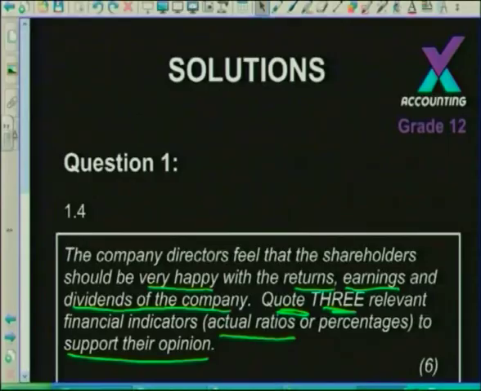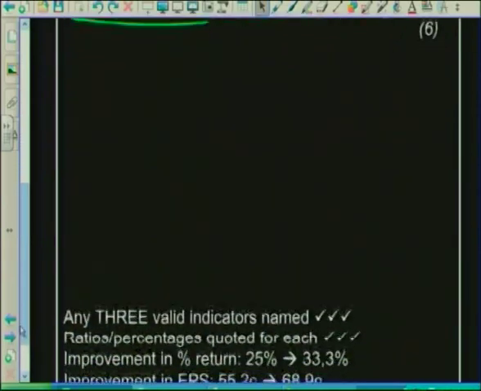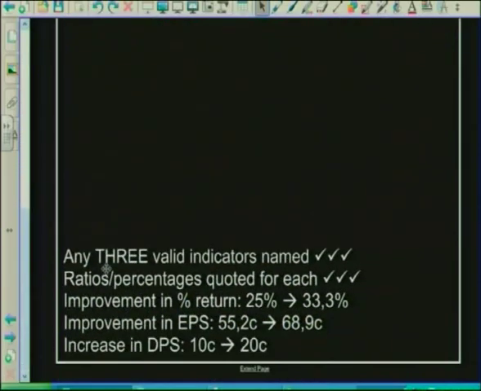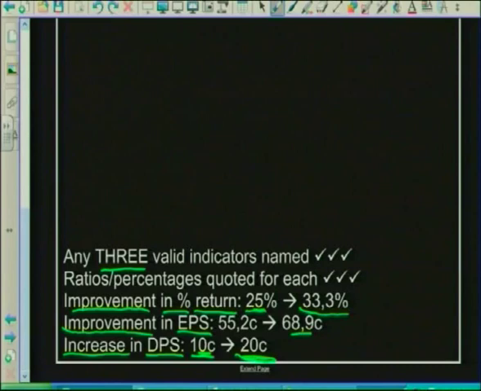So if we go back to the question, let's now look at the answer. You're going to quote any three relevant financial indicators. We've spoken about the financial indicators and the three relevant ratios that are used. There has been an improvement in percentage return, from 25% to 33.3%. Then again, an improvement in earnings per share, from 55.2 cents to 68.9 cents. And the last ratio quoted: there's been an increase in DPS, your dividends per share. From 10 cents, the shareholders for 2008 received 20 cents per share.